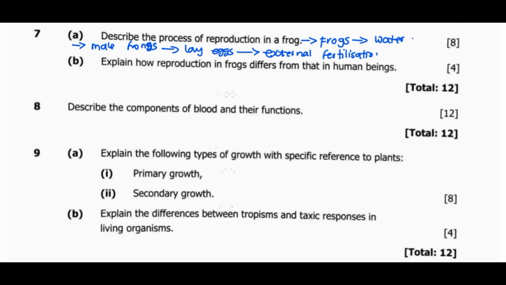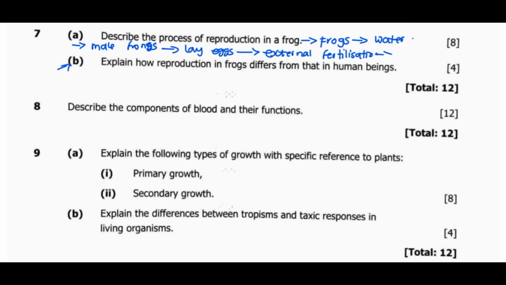So unlike human beings, we know that with human beings we have internal fertilization. The sperm cell will fuse with the female sex cell inside the body. So that is the difference that we'll look at. But the type of reproduction that occurs in frogs, we are looking at the external.